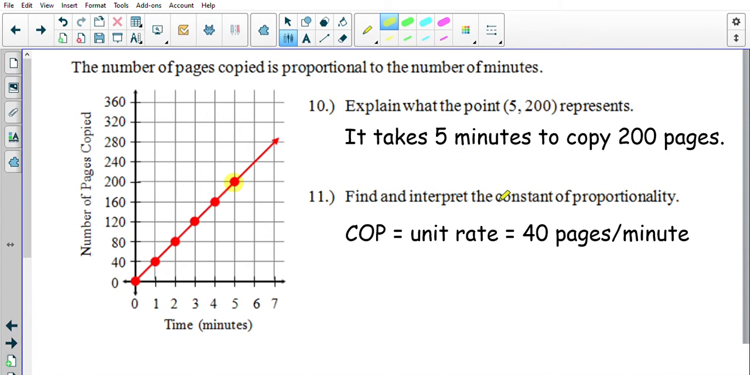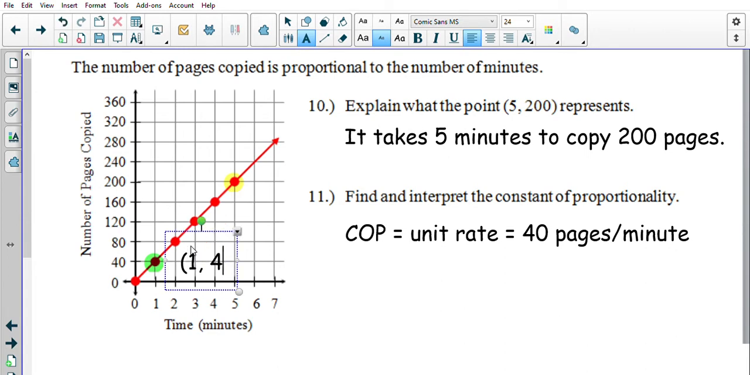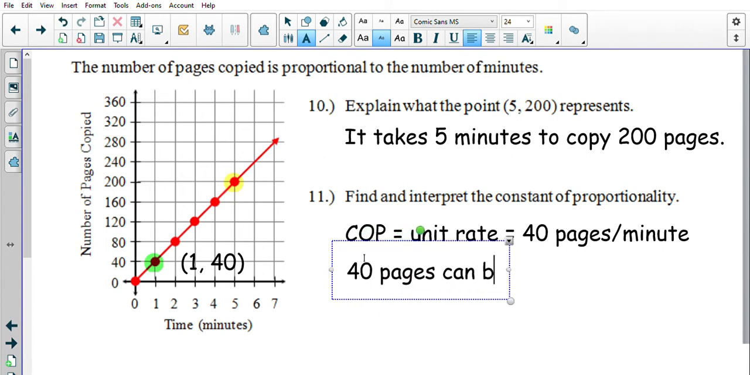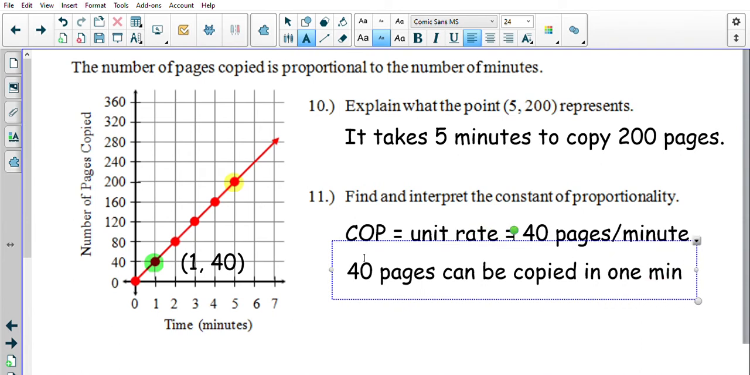Number 11, find and interpret the constant of proportionality. That's our unit rate. So that's going to be this point right here, which is (1, 40). It's always going to be (1, some number). So it's 1 minute, 40 pages. So it's 40 pages per minute. So we can say 40 pages can be copied in 1 minute, or something similar to that.